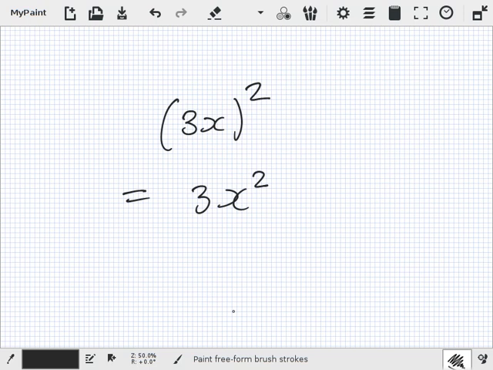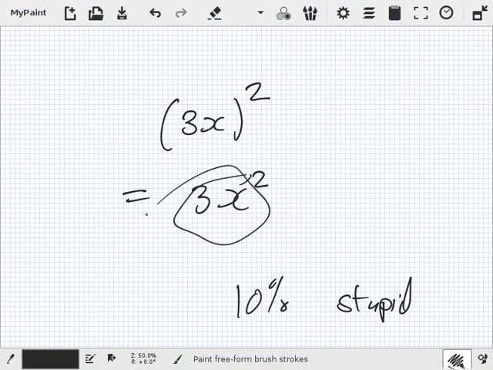So straight away you will lose 10% to something I call being stupid. You would never make this mistake in class, but in the exam you're like, oh, my future's at stake, I can't think straight. This is what happens. It just means 90% is kind of the ceiling.